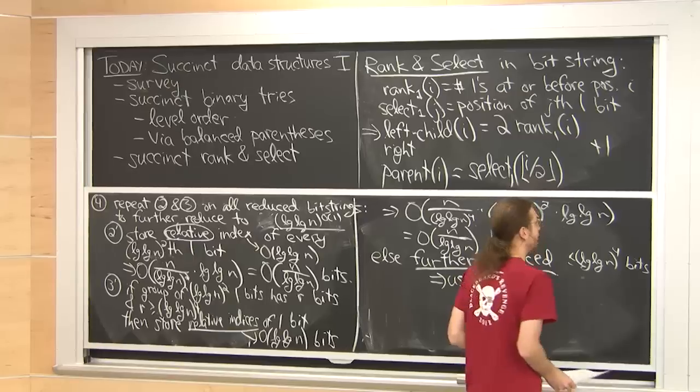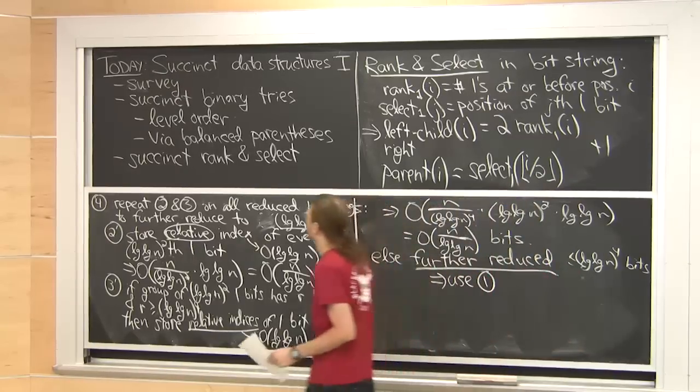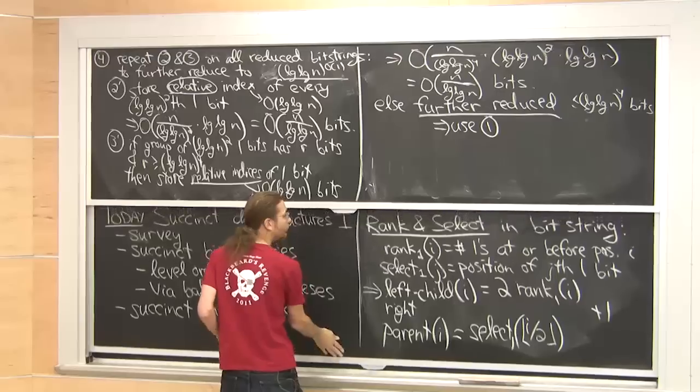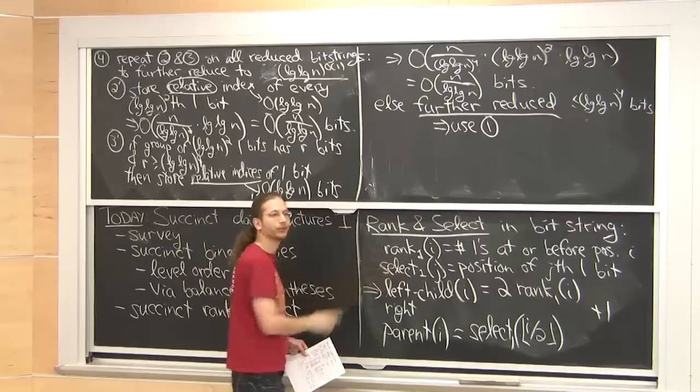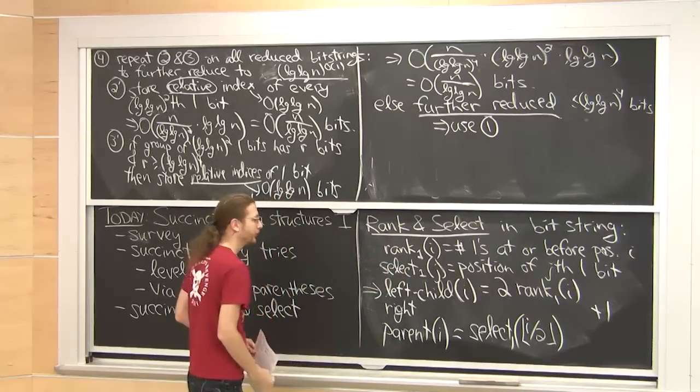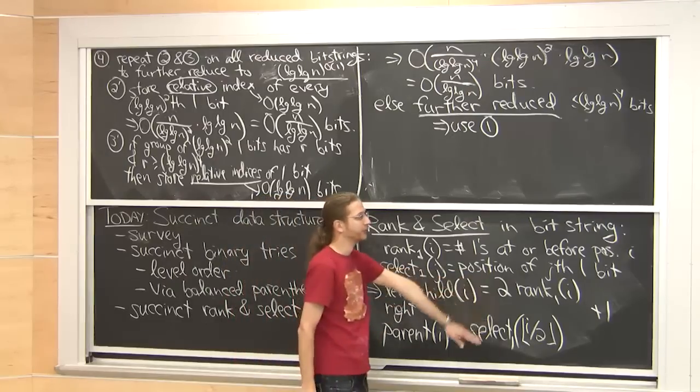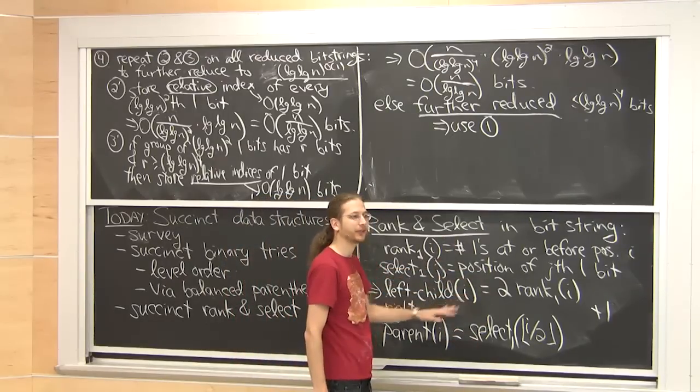One more thing I want to talk about. At this point, we just finished this level order representation of binary tries. We already saw left child, right child, and parent reduced to rank and select. We just solved rank and select in little o of n bits.